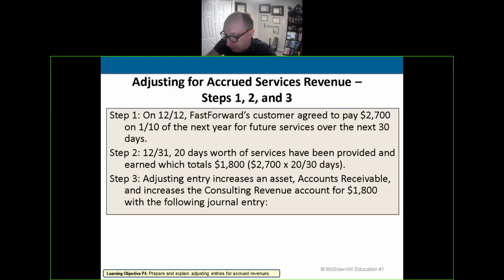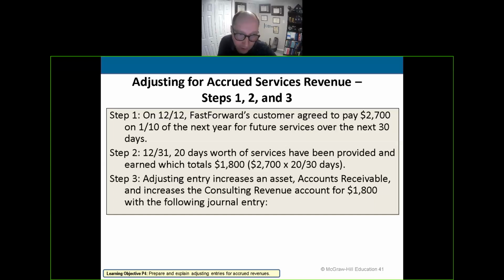Dentists, accountants, lawyers: you use the service, they have not yet billed you. That's when we would use accrued service revenues. So a customer made an agreement to pay $2,700 on January 10th for services rendered over the next few days. On December 31, we make an adjusting entry because, again, we need to recognize the revenue or the potential revenue when it's incurred, according to the matching principle.